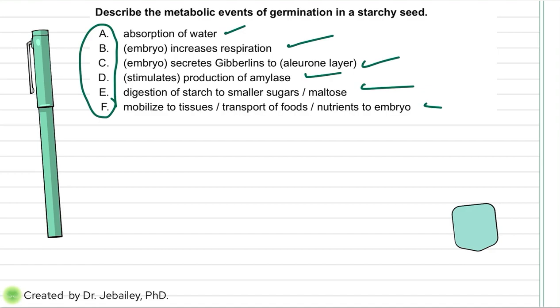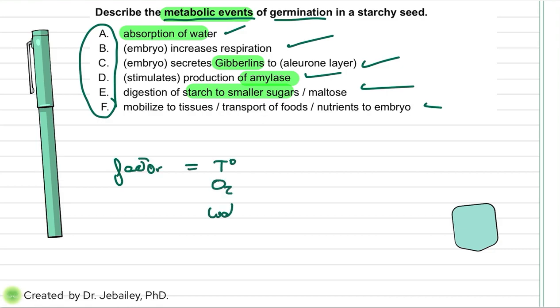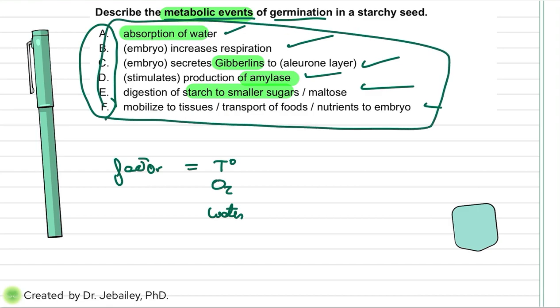So once we look at metabolic events of germination, you have to mention the water. You definitely have to mention the hormone gibberellins, the enzyme MLAs, and what it breaks down. These are the most common things that come up when talking about germination. Be careful between metabolic events of germination and the factors that affect germination, because they're completely different. This is talking about the steps of germination once you want to open the seed. When we talk about factors, then we talk about the temperature, the oxygen, and the water. These are the things necessary for germination to occur. But once germination occurs, these are the things that happen while germination is occurring.